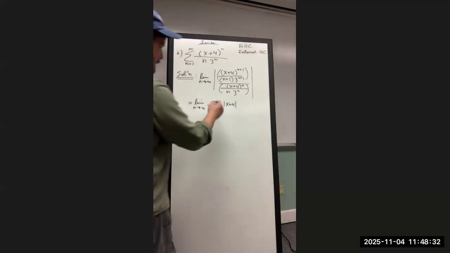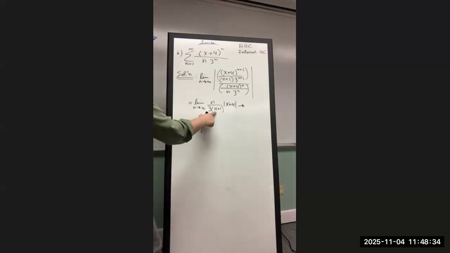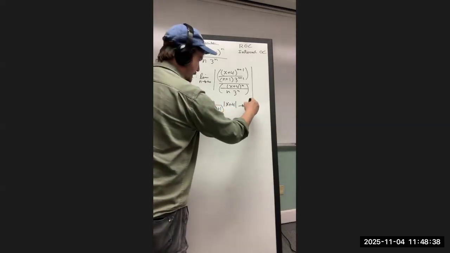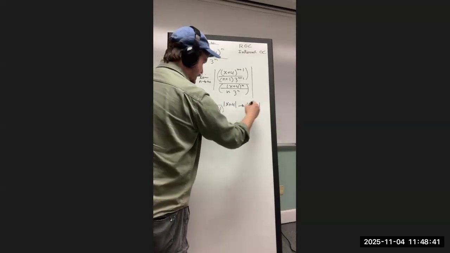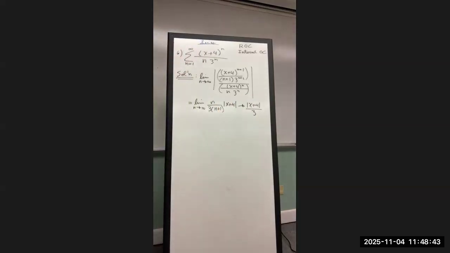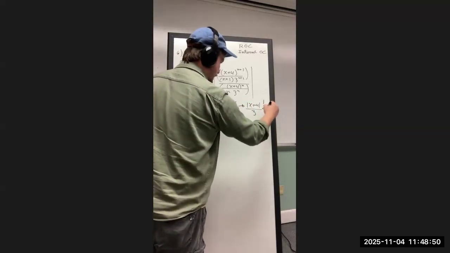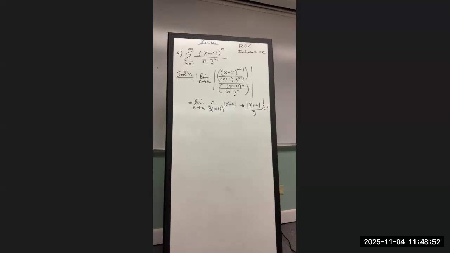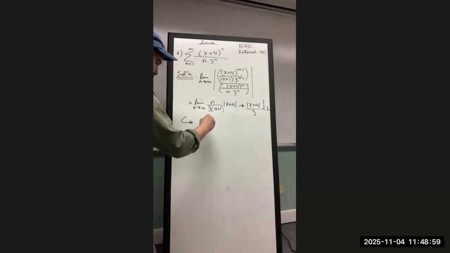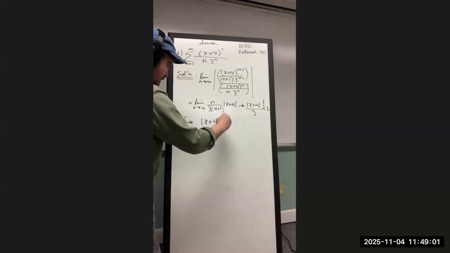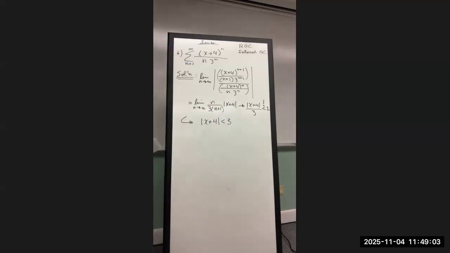We take the limit of this thing, and the n over n plus 1 goes to 1. You still have a 3 there. So you're going to end up with the absolute value of x plus 4 divided by 3. It's coming from here. And we need this to be less than 1 in order to have convergence. If I rearrange that, that says that the absolute value of x plus 4 must be less than 3.